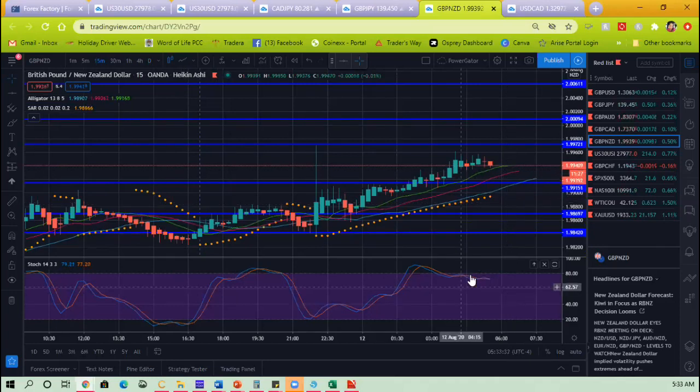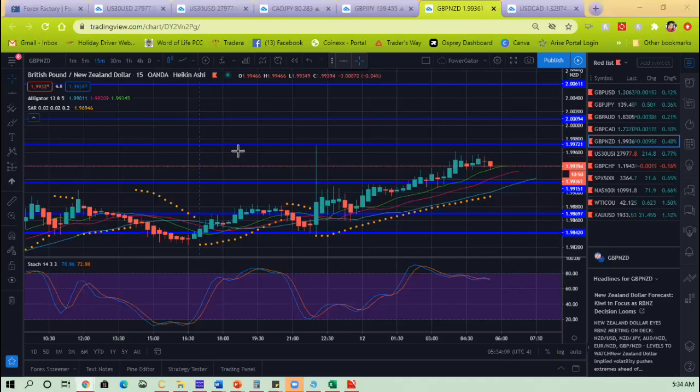The stochastic, it's up above the 80. It's up here. So it's actually making its turn, coming down for its pullback. So you can either wait until it finishes its pullback, and then you can get into the market, after it finishes its pullback and it starts heading back in the direction of a buy. Then you can get back in.